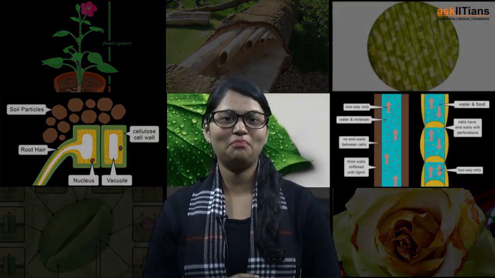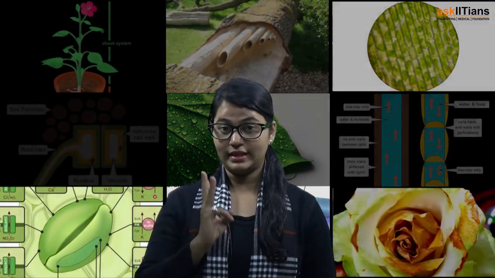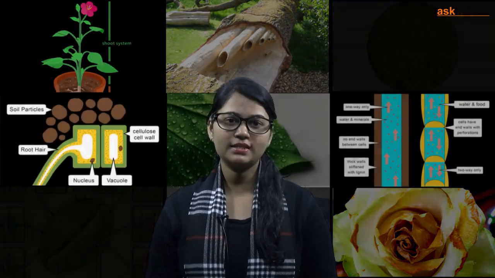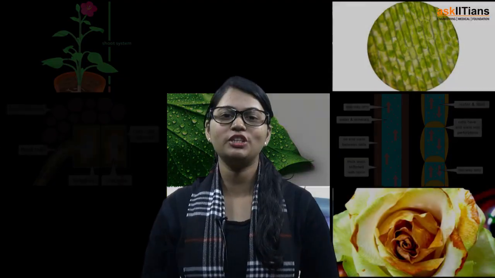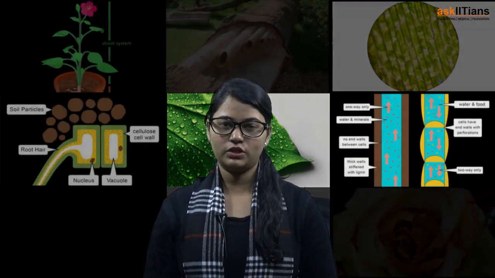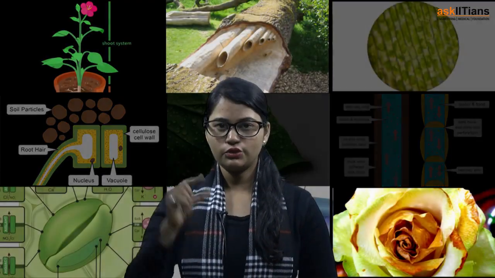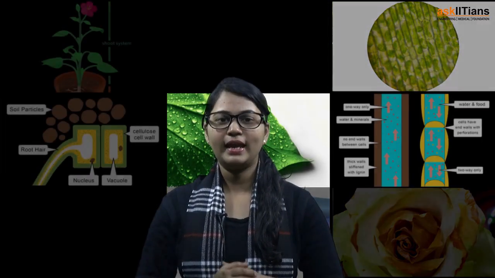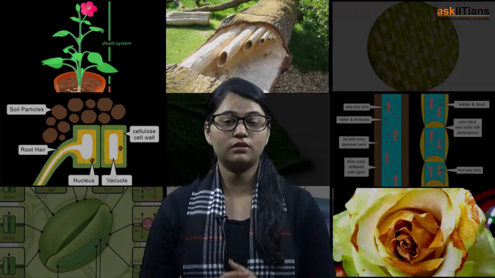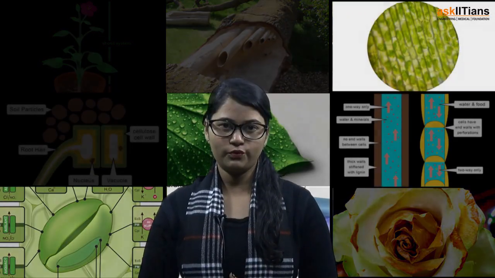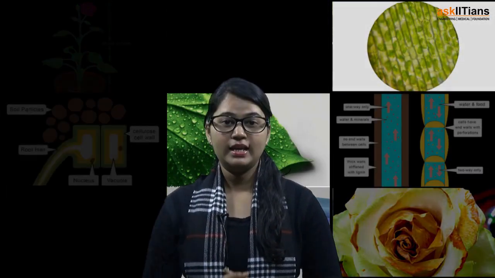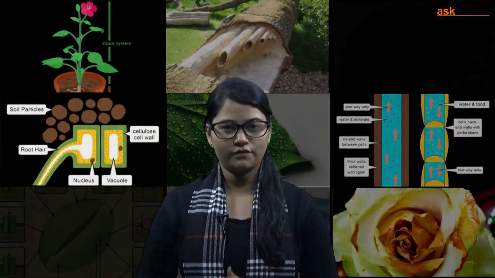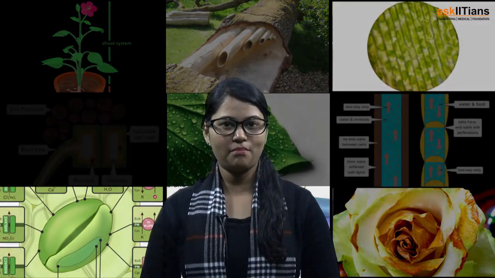So students, this is all about the path of water absorption in plants. We have learnt there are three types of paths. First is the apoplastic pathway, in which the water, minerals and ions move through the cell wall. Second was the symplastic pathway, in which the water, minerals and ions move from cell to cell. And the third was the combination of the two, that was the transmembrane pathway.